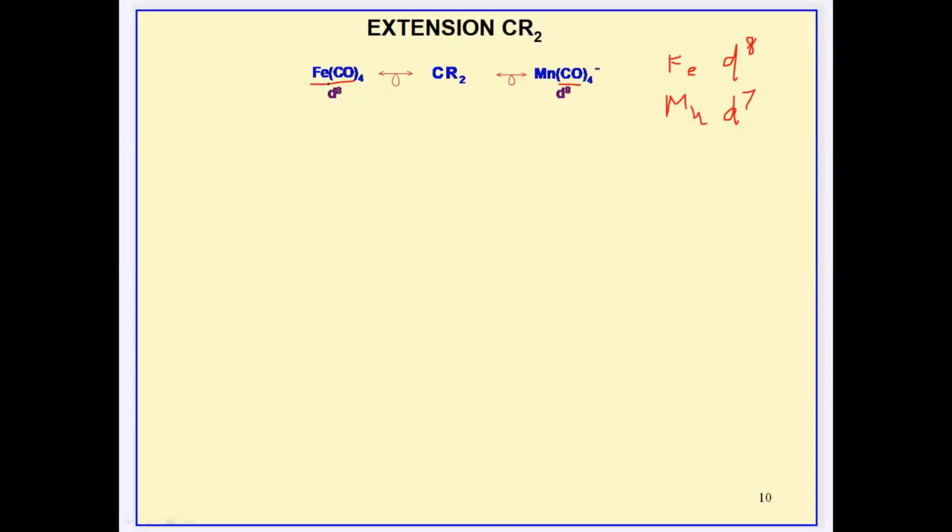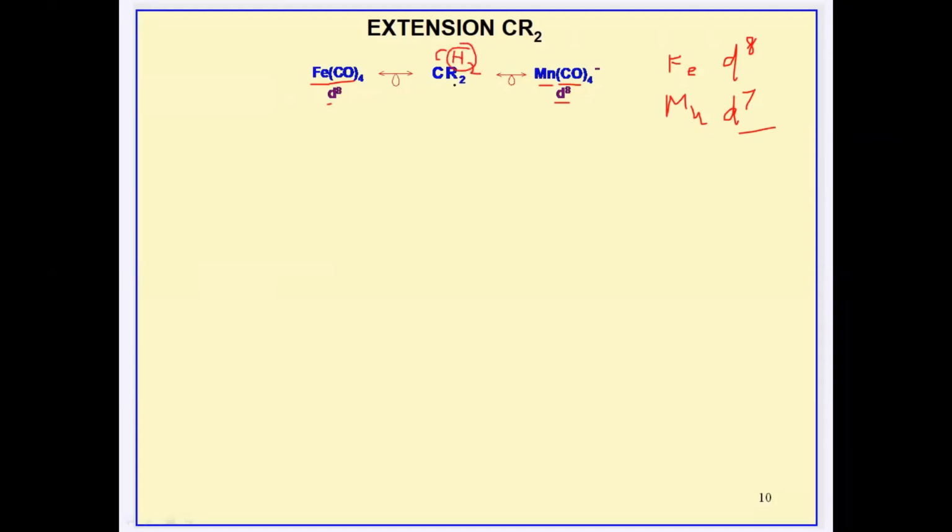And if you want to change the metal in the first row transition series, the next metal before that, d7, you add an electron to it. Just simply add one electron to it, you will get Mn(CO)4 minus. And this is also d8 now. So both are d8 and have the same number of ligands. Therefore, these are isolobal. In fact, we have studied so far with CH2.